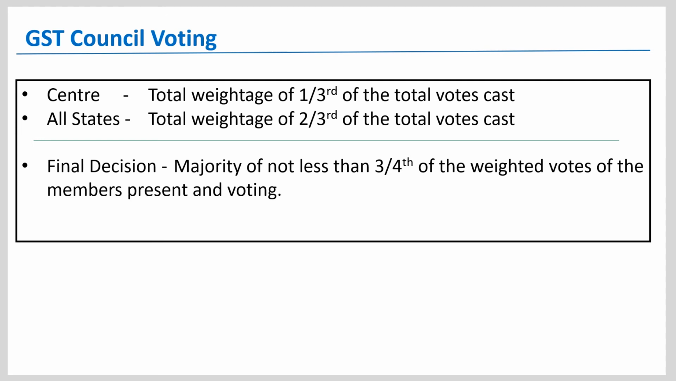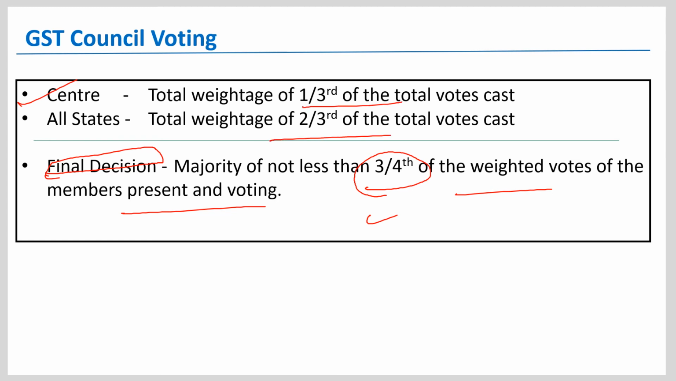Any decision to be finalized by the GST Council has to be put to a vote, and in that voting, a majority of not less than 3/4 of the weighted votes of members present and voting must agree, and only then will the final decision be taken. The center government has 1/3 of the total weightage and all state governments combined have 2/3. Each state government has one vote, and all state governments combined have 2/3, so that the center government cannot veto and only certain state governments cannot veto. So a combined 3/4 majority has to be reached to make a decision finally. This is the voting pattern.